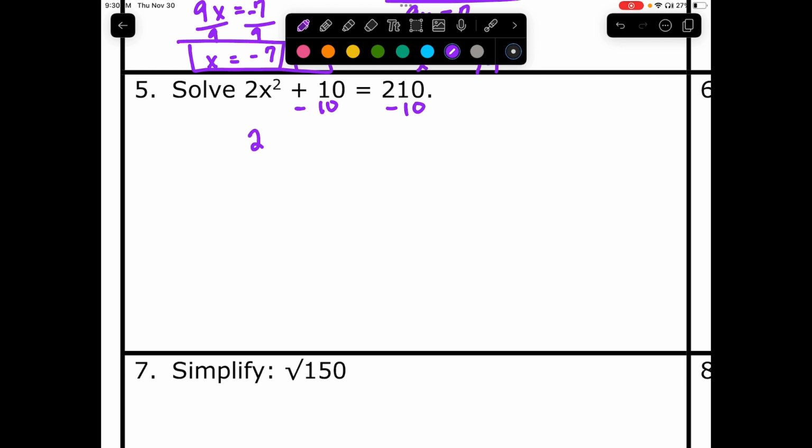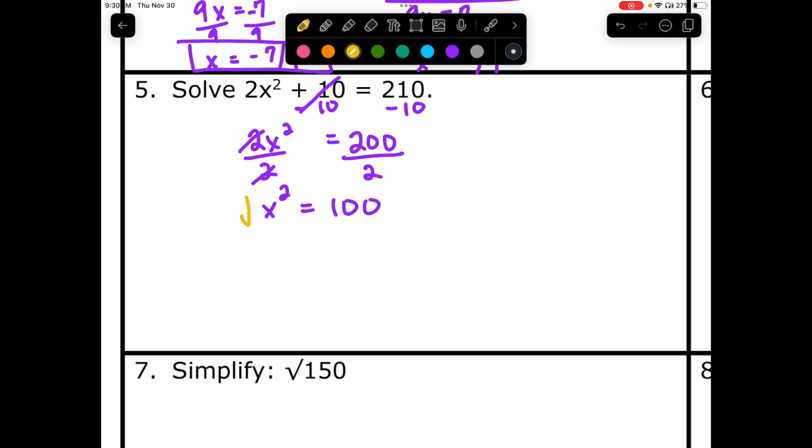All right, so that's going to be 2x squared. That's going to zero out equals 200. And I'm doing this because I see that this doesn't have the b term, the x term, the term that just has the x. So when that happens, I would say use the square root method like I'm doing right here. All right, and then we end up with that.